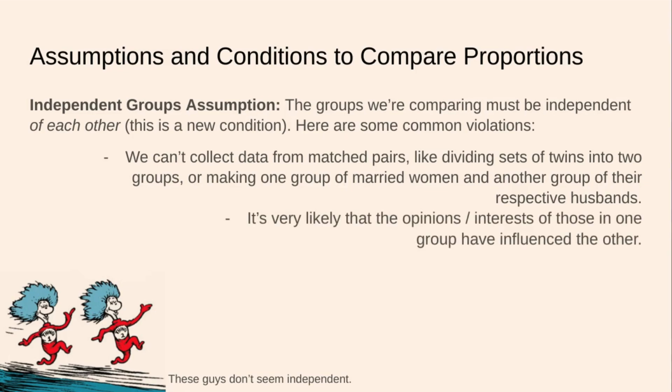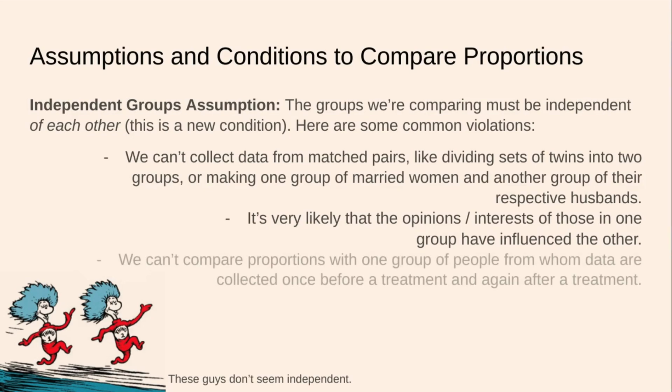And that is because it is very likely that the opinions, interests, tendencies, whatever, of those in one group have influenced the other, all right? And twins have influence over another, wives and husbands have influence over another. That would violate the independence of groups.